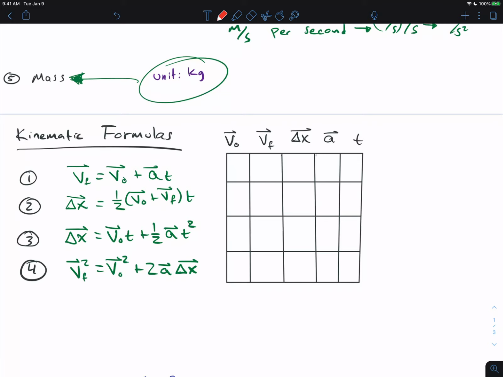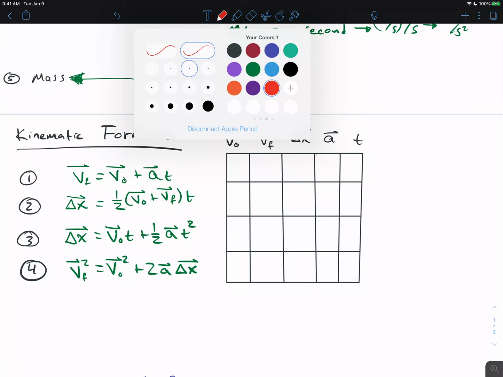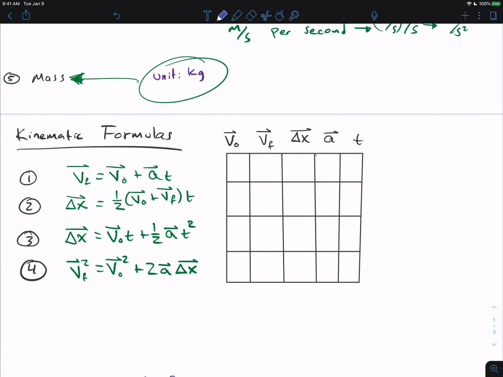So this first formula right here, if I take a look at what the pieces are, it has final velocity, initial velocity, acceleration, and time. Let me go ahead and use another color here. This one right here. So I have initial velocity, okay? I have final velocity, I have acceleration, and I have time. All of these things are in my formula, okay? But there's no displacement. Okay, that's good. Let's go and move on and see our second formula.